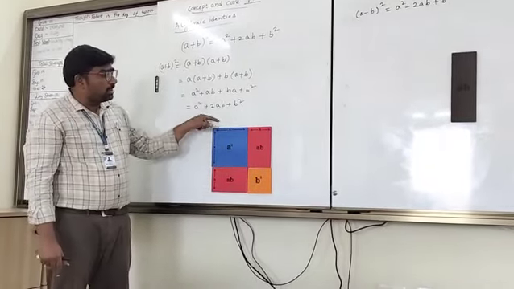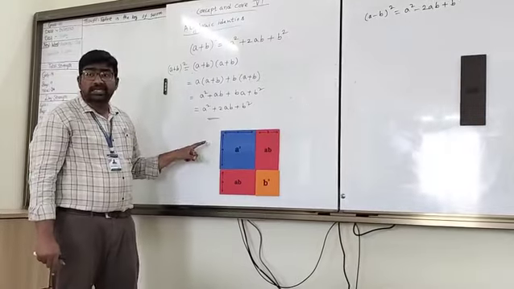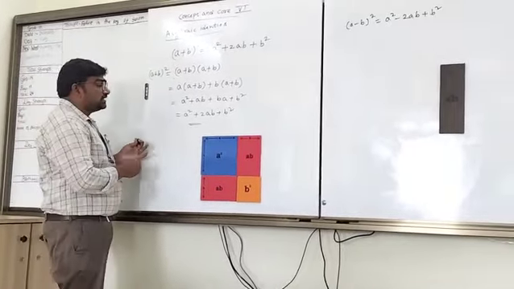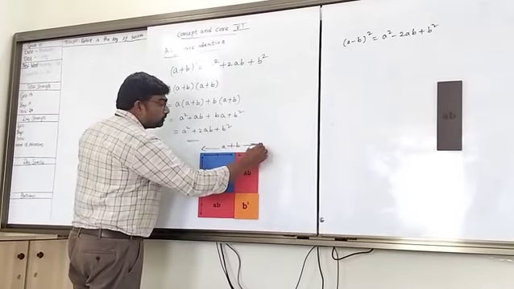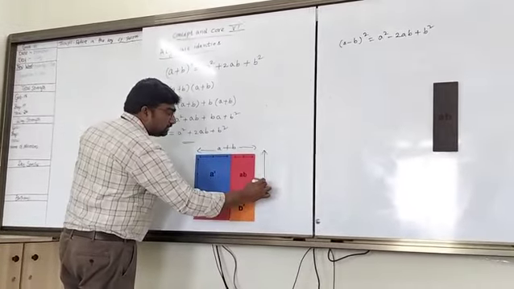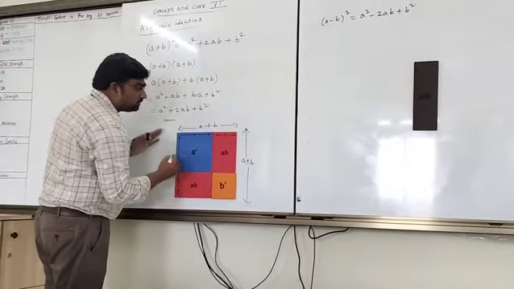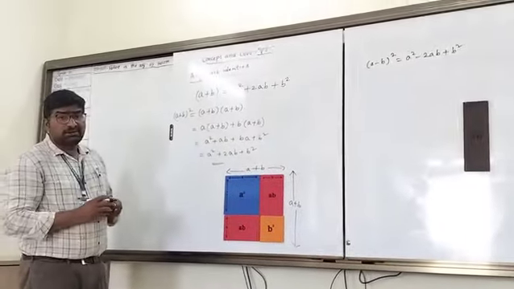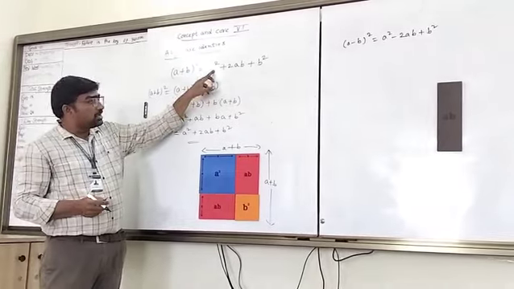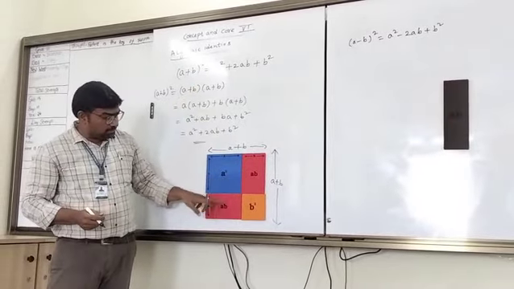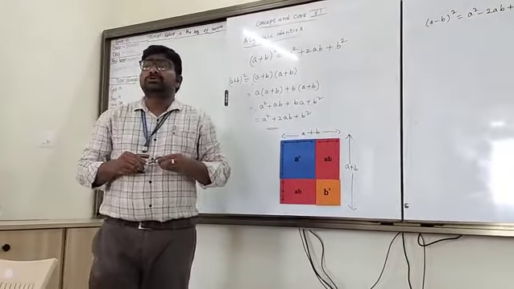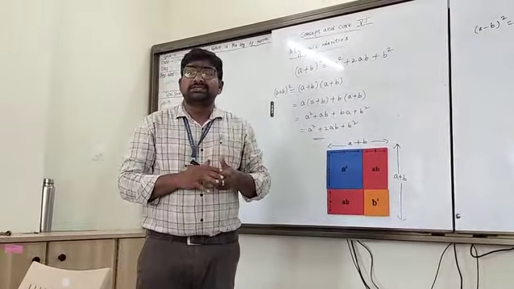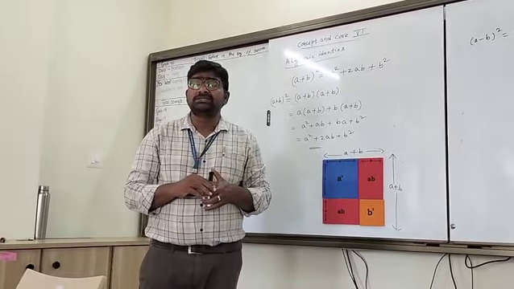So finally, the area of this entire square is side into side, that is (a plus b) into (a plus b), nothing but (a plus b) whole square, which is equal to a square plus ab plus ab, that is 2ab, plus b square. In this way we can prove (a plus b) whole square as a square plus 2ab plus b square.